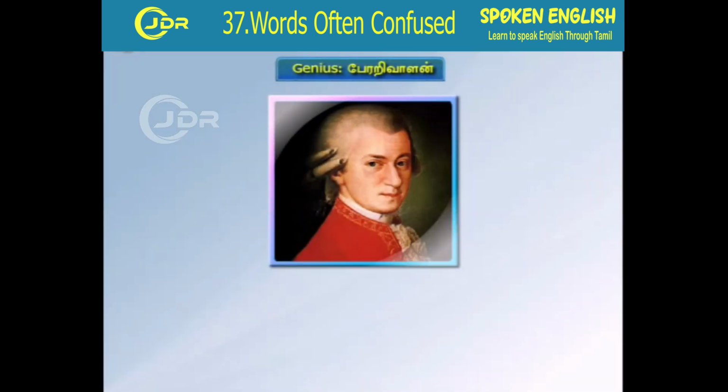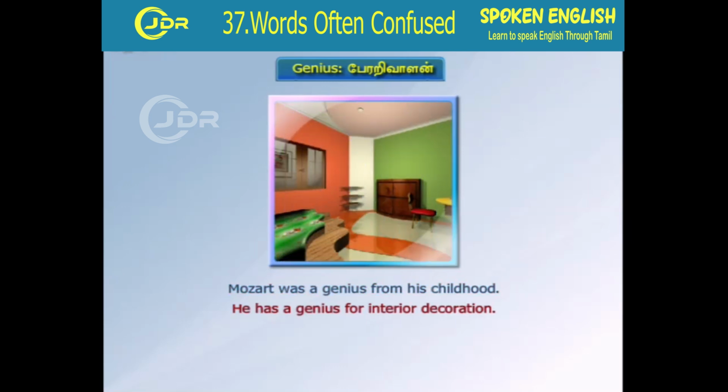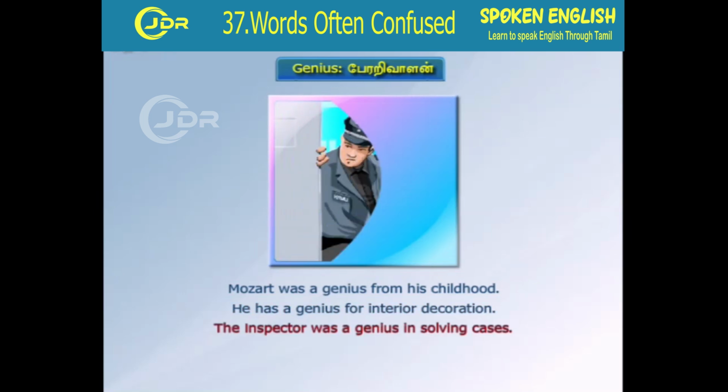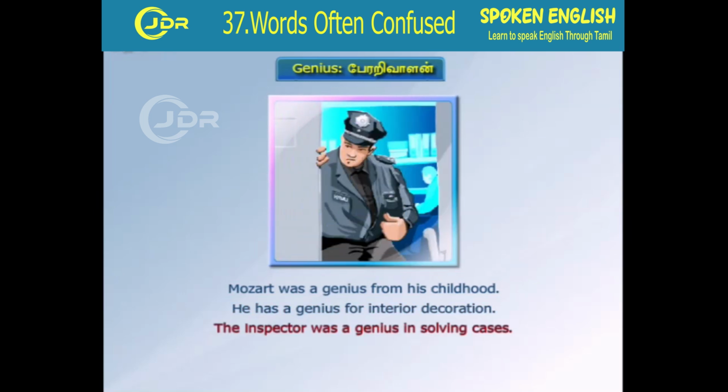Genius, பேரறிவாளன். Mozart was a genius from his childhood. He has a genius for interior decoration. The inspector was a genius in solving cases.